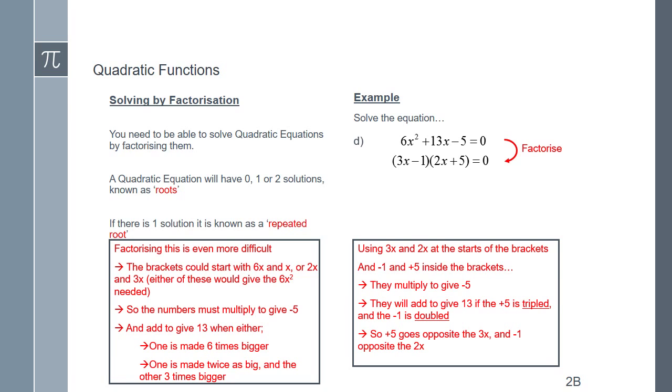To finish this example, it's now what makes the brackets equal to 0, so either 3x minus 1 must be equal to 0, so x is a third, or 2x plus 5 must be equal to 0, so x is minus 5 over 2.